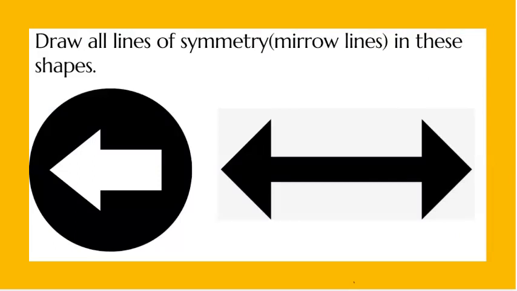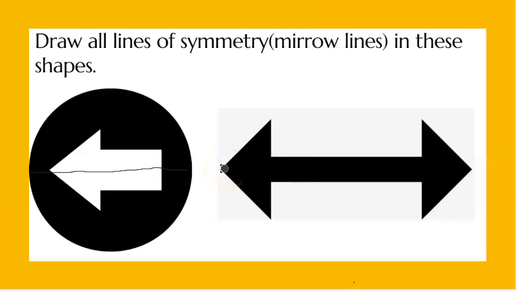Next, draw all lines of symmetry, that is mirror lines, in this shape. Now, lines of symmetry are lines that are drawn across objects. When drawn across objects, they mirror that object. That is, when I use a line to divide an object, I have a mirror image of that object. So, if I draw with my ruler across this place, I'll have a mirror image of this part and this part. That is the only line of symmetry I have here.